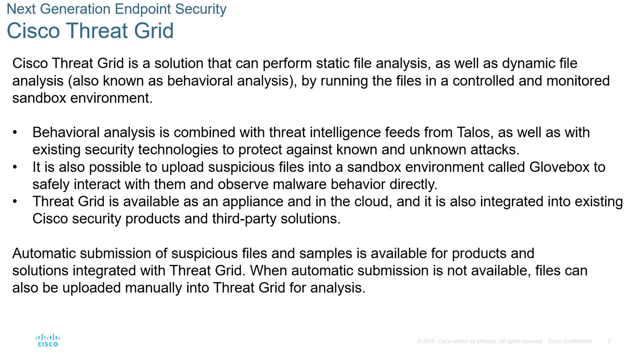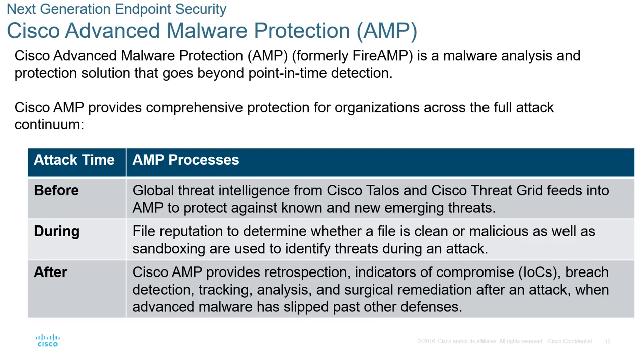Threat Grid is available as an appliance and in the cloud, depending on what you want to pay for. Cisco security products and third-party solutions are also there for integration. It's not cheap. Normally, these features are fairly expensive. However, they do work, so it's just a trade-off. Automatic submission of suspicious files and samples is available for products and solutions that integrate with the Cisco Threat Grid. When automatic submission is not available, you can manually submit files for analysis, both static and dynamic.